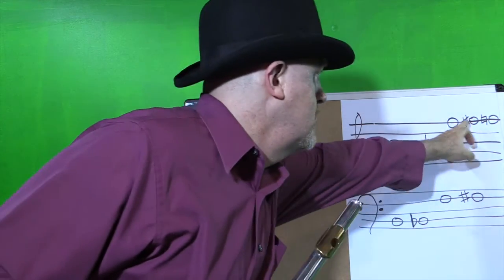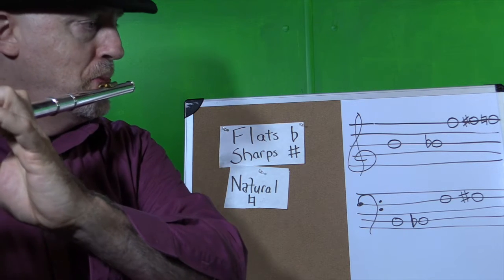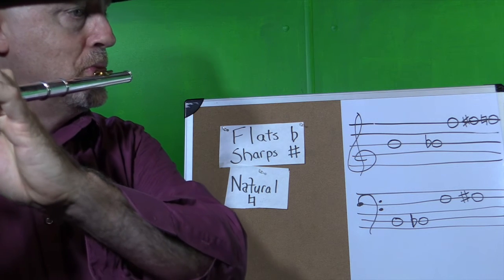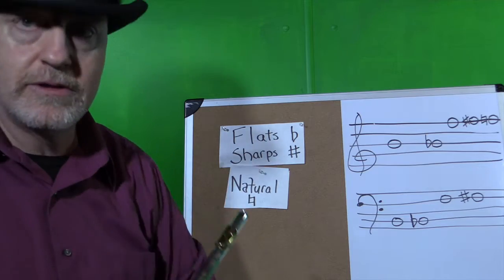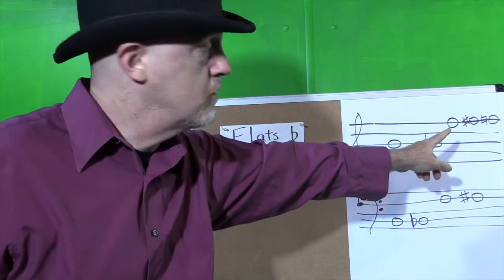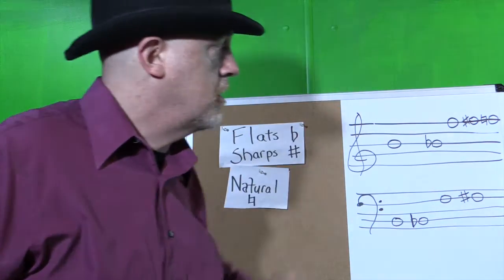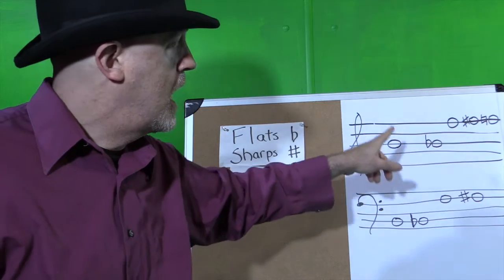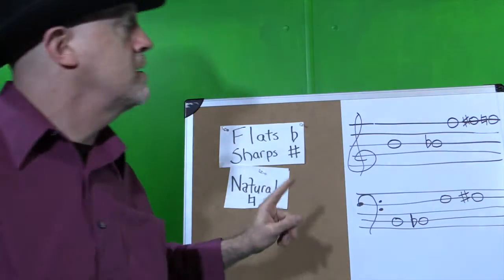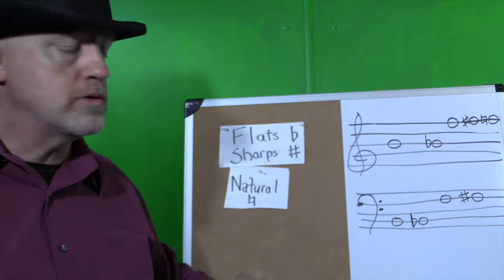Now let me play those two notes right in a row. I'll play F natural and F sharp. You hear the difference? Now, here's the trick with this one at the top. So, I have an F natural and F sharp, and then I put a natural sign next to the next one. That's because I want to go back to F natural.